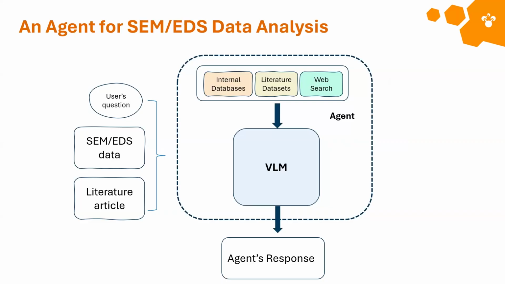What happens is that we augment the capabilities of the vision language models by attaching tools. That's what makes an agent more autonomous and respond to our questions. So what we are planning to do is that we can integrate internal and external databases, and also integrate web search with these vision language models, which will make their capabilities more useful to domain scientists.